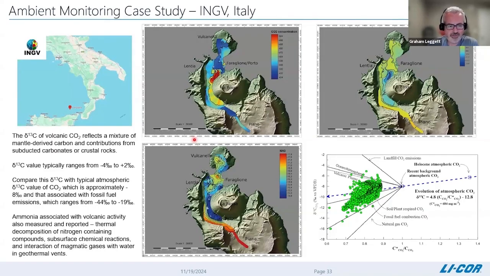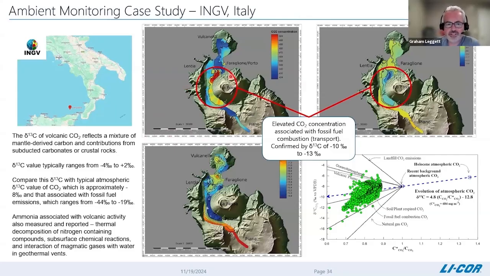And so that's compared with typical atmospheric delta 13C of around -8 per mil, or that associated with fossil fuels, ranging from -44 to -19 per mil. It's also interesting to note that ammonia is associated with volcanic activity. So for this instrument, that ammonia measurement becomes important, and that's associated with thermal decomposition of nitrogen-containing compounds and other reactions that are going on below the surface with magmatic gases and water and geothermal vents. And so you can see some very big variations as the group drives around the volcanic area.